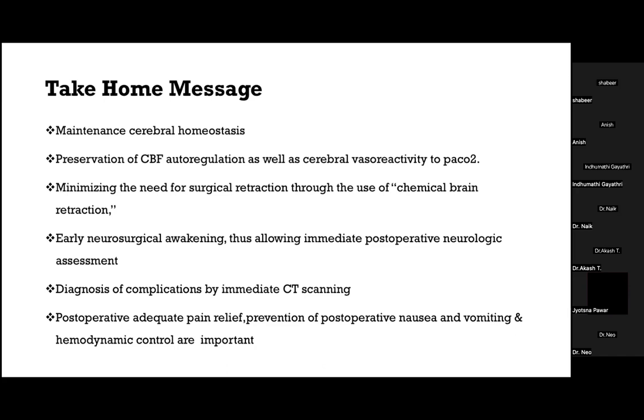If there are any complications or delayed awakening, you can diagnose the complication by immediate CT scan. Postoperatively, ensure that the patient has adequate pain relief, prevent postoperative nausea and vomiting, and also hemodynamic control is important in the postoperative period because there are chances of hematoma.